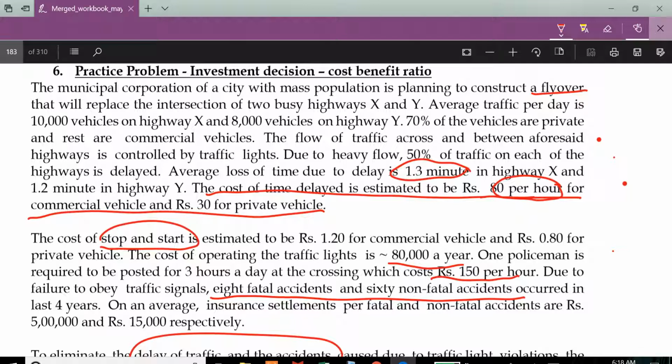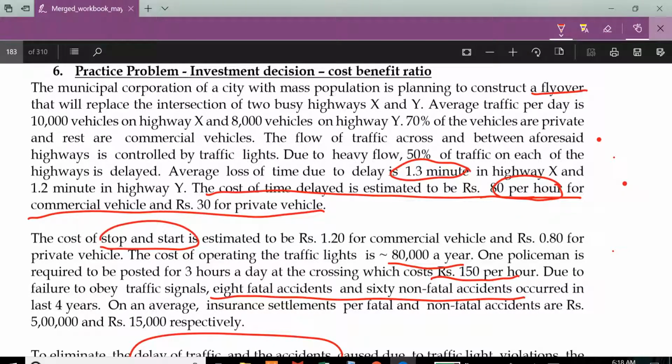Now, there are going to be 2-3 savings to the users. One, there will not be any delay in traffic now. Second, the start and stop operation which was getting done will also get avoided. And third, the accidents will not happen.